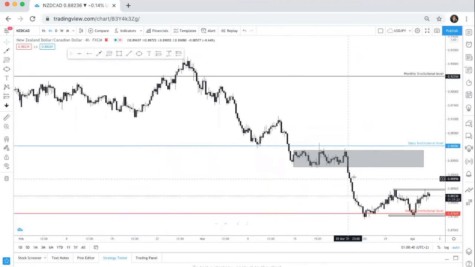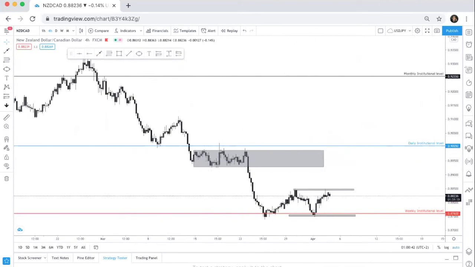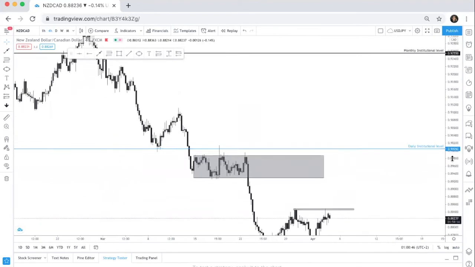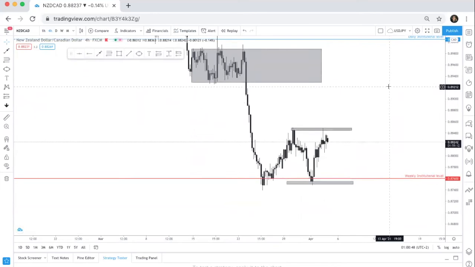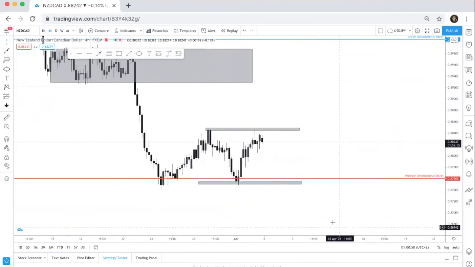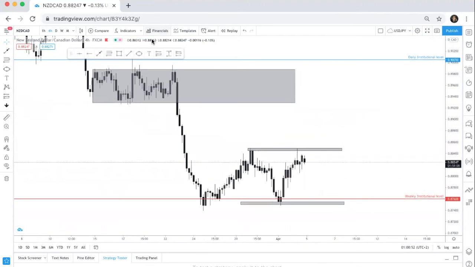And on the 4-hour chart, let's have a look over here. So we were in a nice bearish trend. However, as you can see right here at my weekly level, we do have a double bottom, which is known as one of the most common reversal patterns. So we could be seeing a reversal right now on NZD CAD.